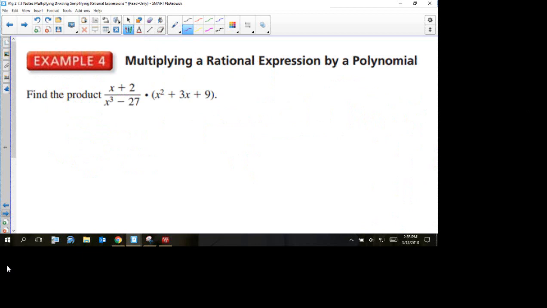Alright, what is your first step? What is your first step? So your first step is factor. Top left corner, x plus 2. How does that factor? It doesn't. Okay, underneath it, x cubed minus 27.